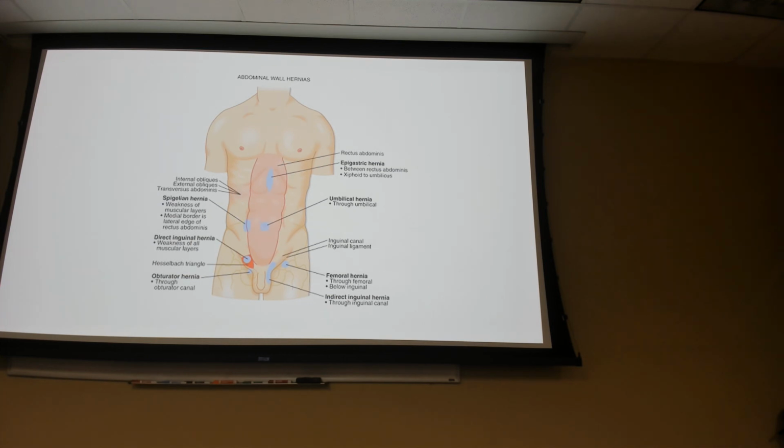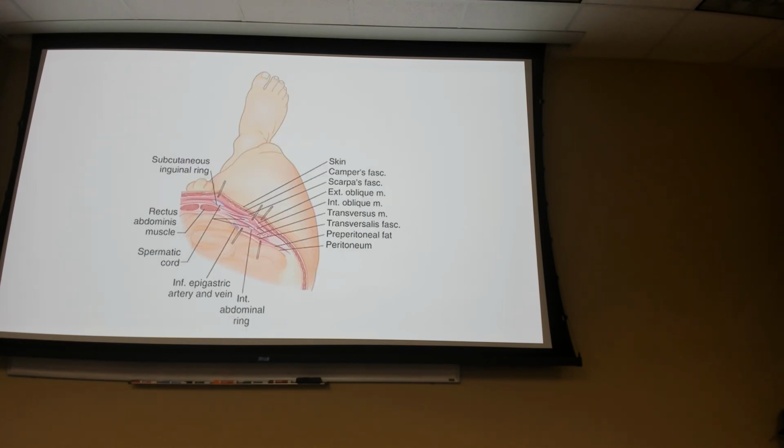Then we have our Spigelian hernias, which are less common, and we won't talk about them very much here. Surgeons love the Spigelian hernia, though. It's like some magical procedure they love to do because it's different than all the other hernias. All right, and then we have our direct, indirect, and then femoral, which we're going to spend a lot of our time talking about today.